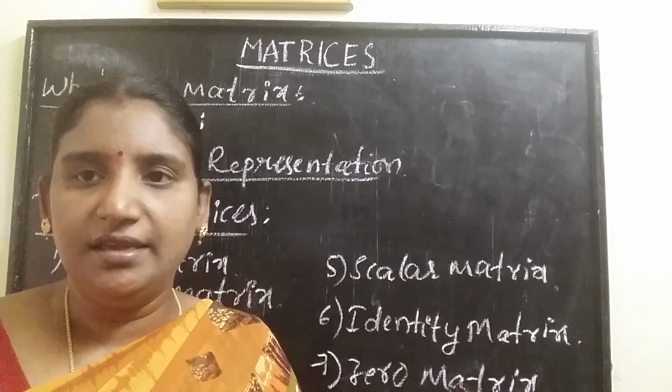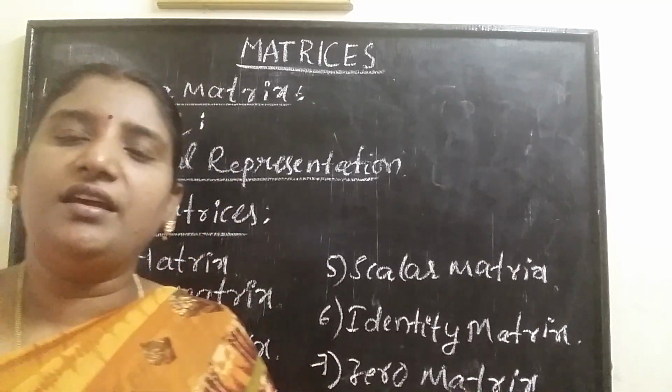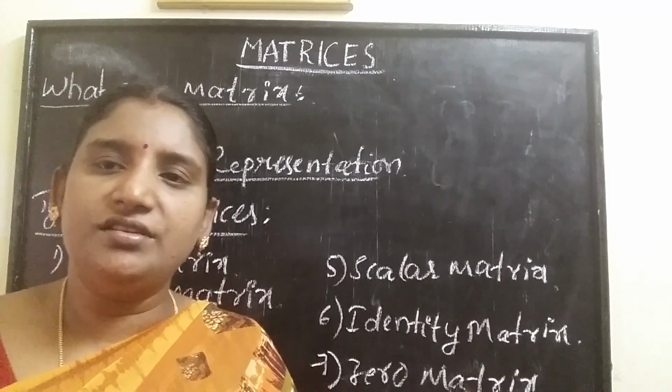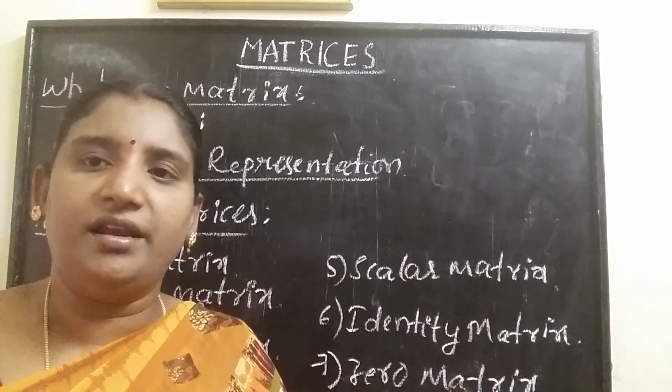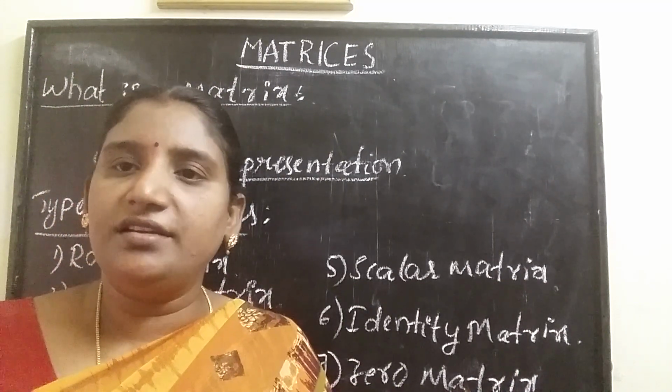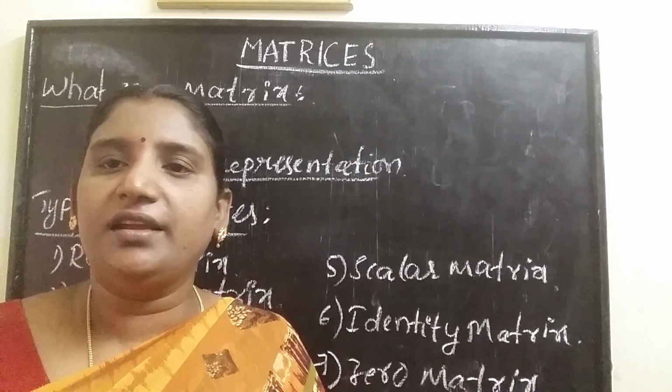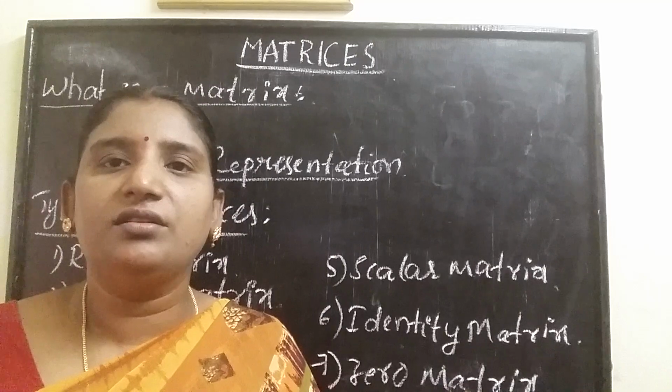What is a matrix? A matrix is a rectangular array of numbers or functions. These numbers or functions are called elements or entries of the matrix. Next, the horizontal representation of numbers is called rows, and the vertical representation of numbers is called columns.